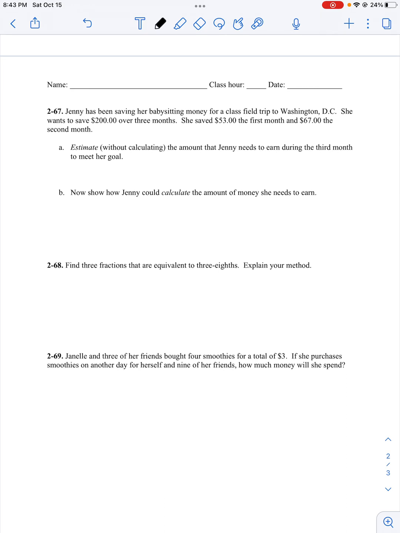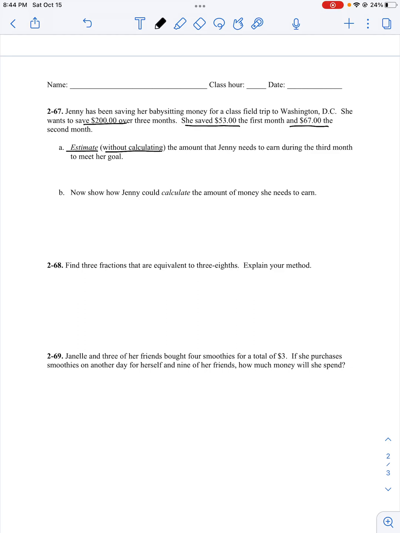Moving to problem 67. Jenny has been saving her babysitting money for a class field trip to Washington, D.C. She wants to save $200 over 3 months. She saved $53 the first month and $67 the second month. Okay, so we need to estimate without calculating the amount that Jenny needs to earn during the 3rd month to meet her goal.